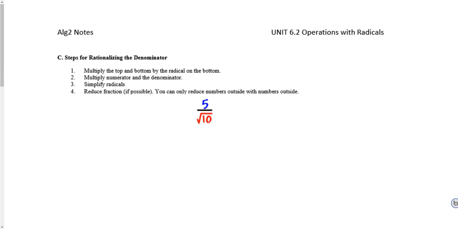So what I mean by that is we don't like having a radical 10. So if I want to make the radical 10 go away completely, I just multiply it by radical 10. Because if I multiply radical 10 times radical 10, that's radical 100, which is now just 10. So here's how the work's going to look.